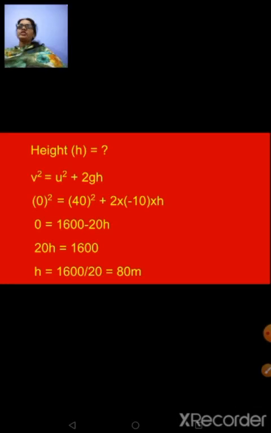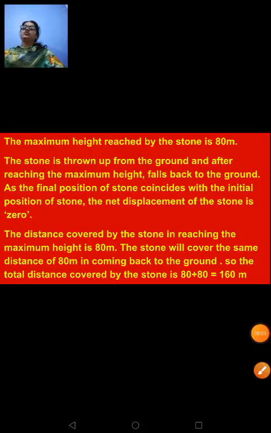So what will be H? H will be 1600 divided by 20. 10 you can cut, then you will have 160 divided by 2. What is 160 divided by 2? 80. So the maximum height reached by the stone when it is thrown upward would be equal to 80 meters. Okay, so in this part we have calculated the maximum height reached by the stone as 80 meters. What is left in the question?